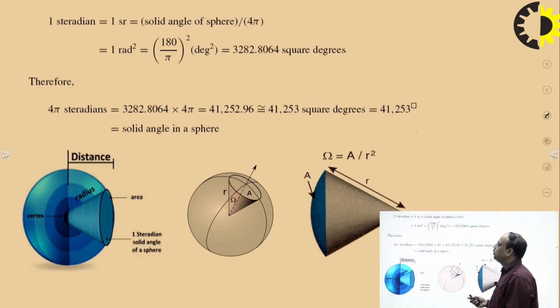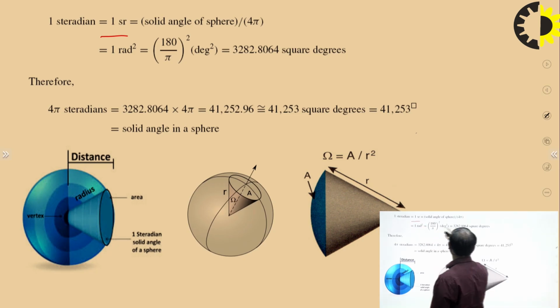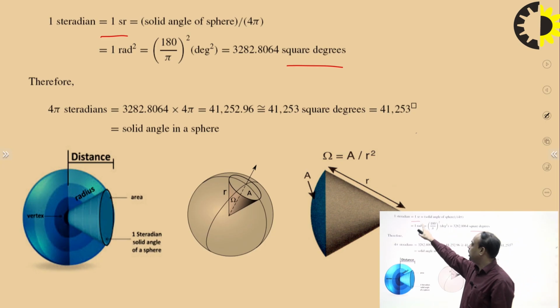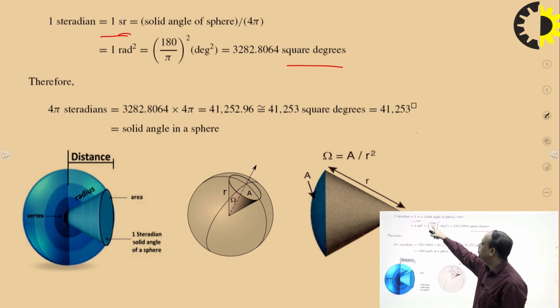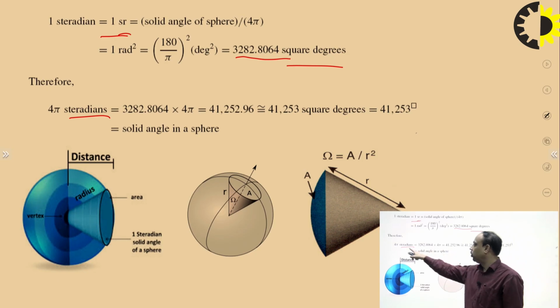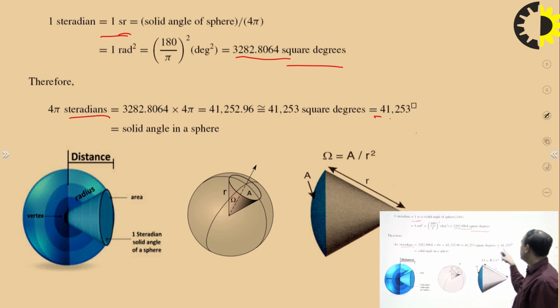So, if we calculate the steradian in square degrees, we have to use this formula. 1 square radian or 1 steradian is nothing but (180/π) whole squared square degrees, which is equal to 3282.8 square degrees. So 4π steradian, that is the total solid angle of the sphere, is 41,253 square degrees.